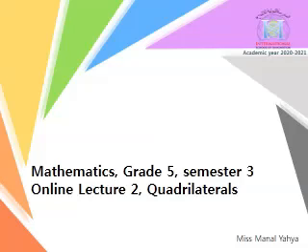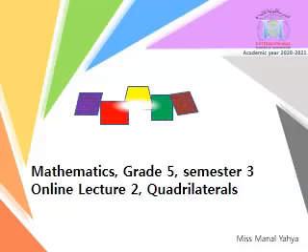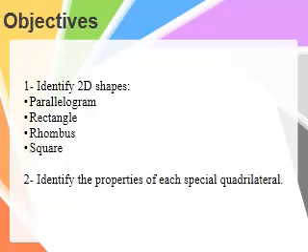In this lecture we are going to explain a new lesson that talks about quadrilaterals. So, in this lesson, our objectives are to identify 2D shapes. Actually, we are going to talk about the special kinds of quadrilaterals: the parallelogram, the rectangle, the rhombus, and the square. Also, we're going to identify the properties of each special quadrilateral.